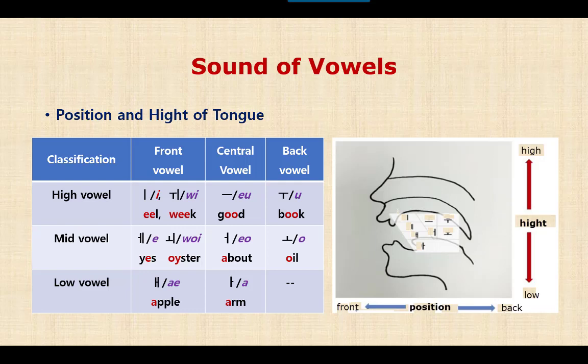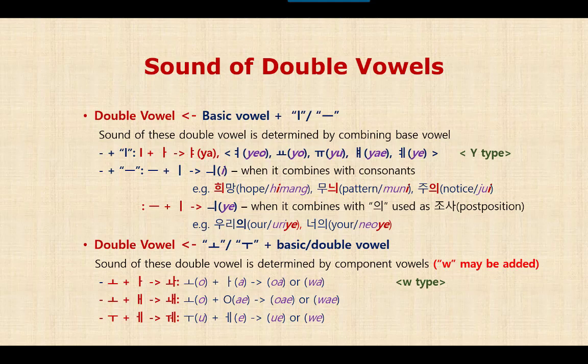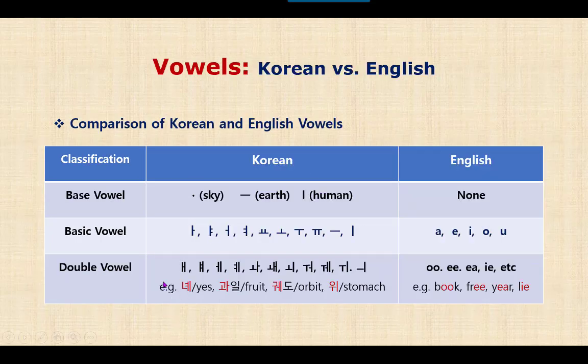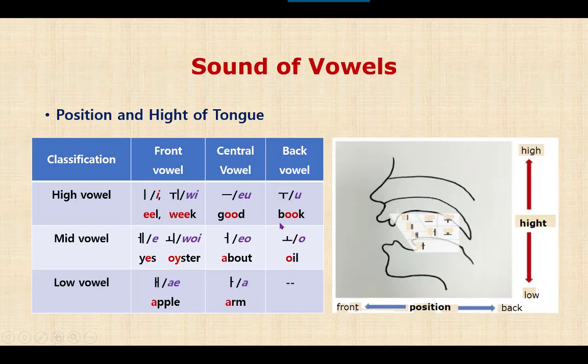And how many double vowels are there? There are 11 double vowels and 10 basic vowels. We'll see that later. But for the 11 double vowels and 10 basic vowels, the actual position where the sound is made is different in the speech organ. The speech organ is composed of what? Lips, teeth, cavity, and tongue. Okay? So we put the tongue in a different position for each different vowel.